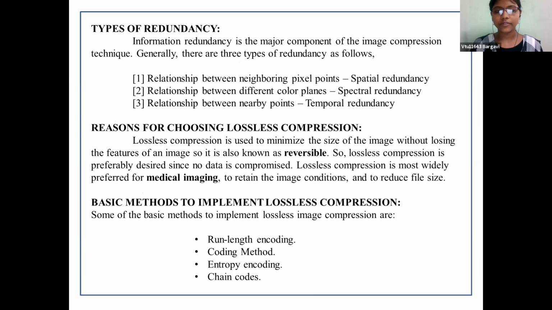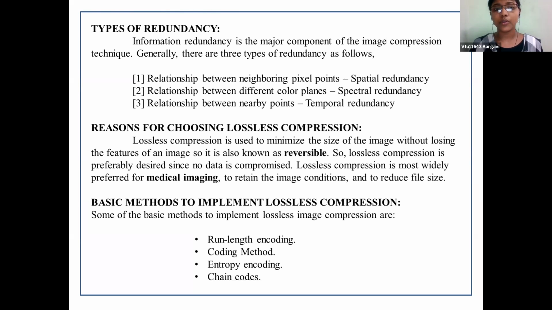These are some of the types of redundancy that can occur while compressing an image. The first one is the relationship between neighboring pixel points, that is spatial redundancy. The second one is the relationship between different color planes, that is the spectral redundancy. And the final one is the temporal redundancy, which is the relationship between near points.